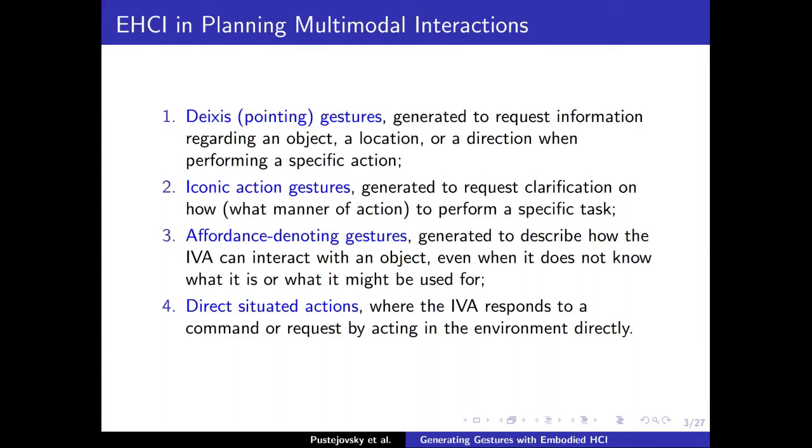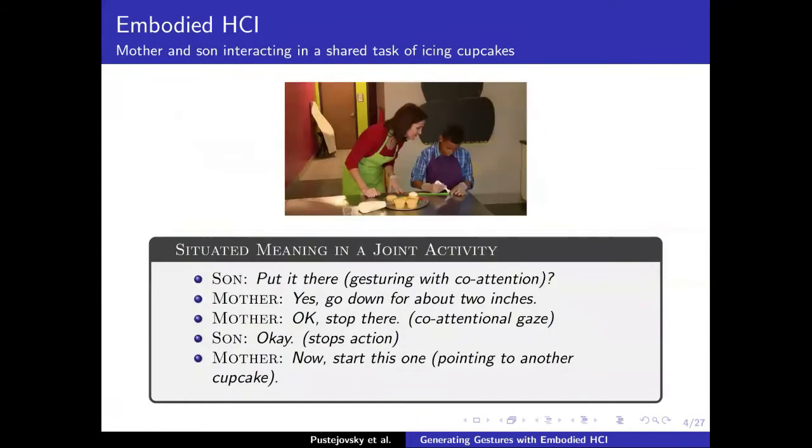Affordance-denoting gestures, which are generated to describe how the IVA can interact with an object even if it doesn't know what it is or how it might be used. And then finally, the final nonverbal behavior is just direct situated actions, where the IVA responds to a command or request by direct action in the environment.